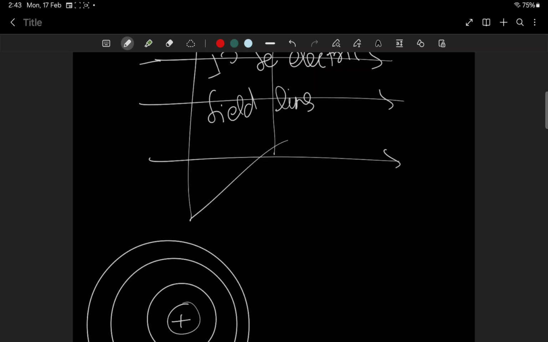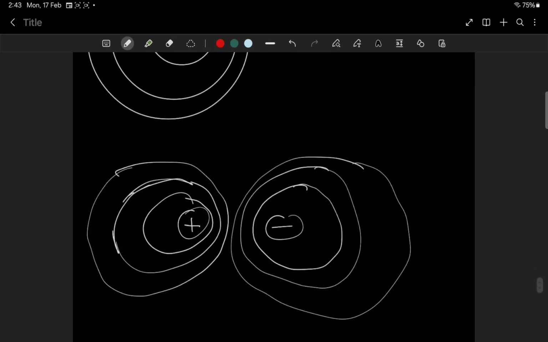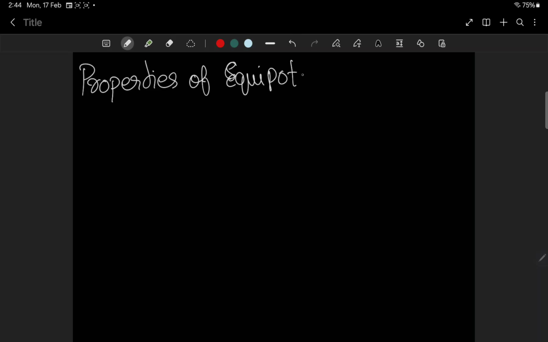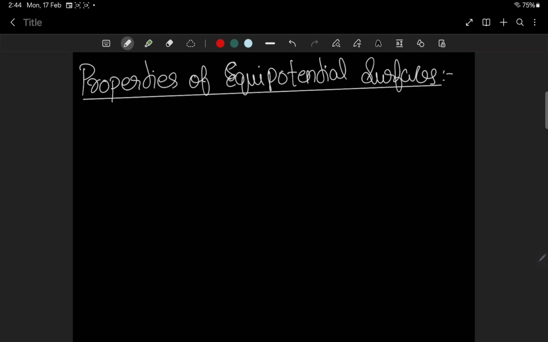Now, properties of equipotential surfaces. It's very simple. Whatever we spoke till now are the properties of equipotential surfaces. So now let us write the properties of equipotential surfaces. What are the properties of these surfaces?